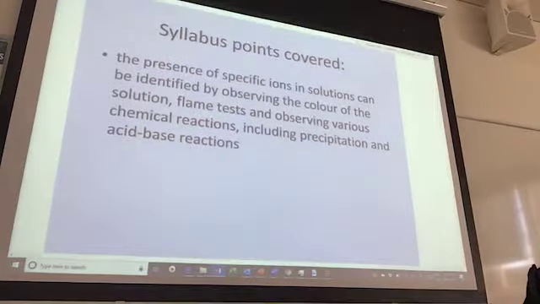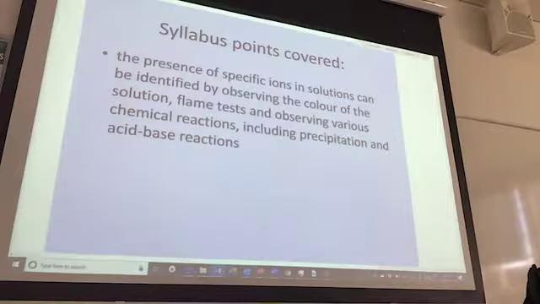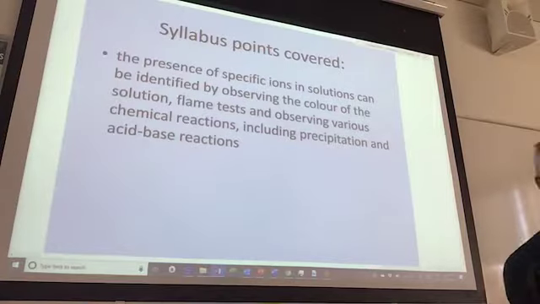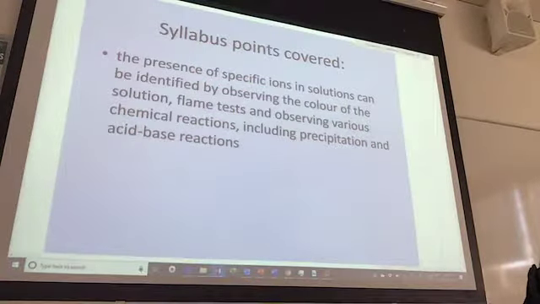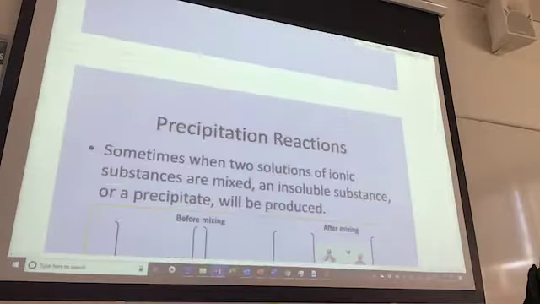briefly. So what we're looking at today is that the presence of specific ions in solutions can be identified by observing the colour of the solution, flame tests, and observing various chemical reactions including precipitation and acid-base reactions. So we're going to be looking at precipitation reactions, we're going to be looking at colours of solutions and the observations that we would make for various chemical reactions.